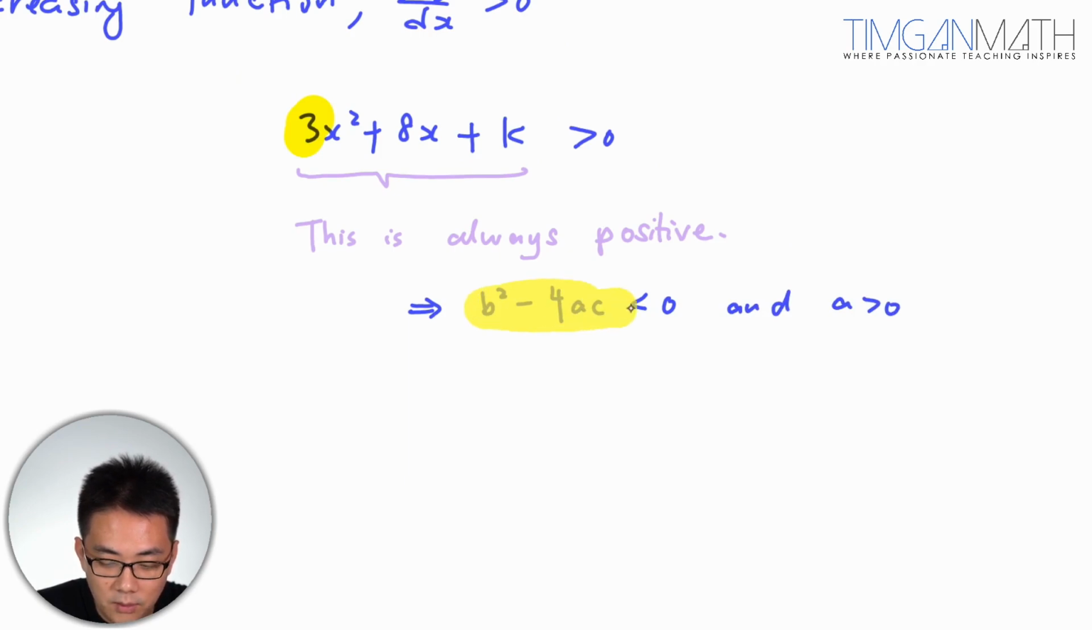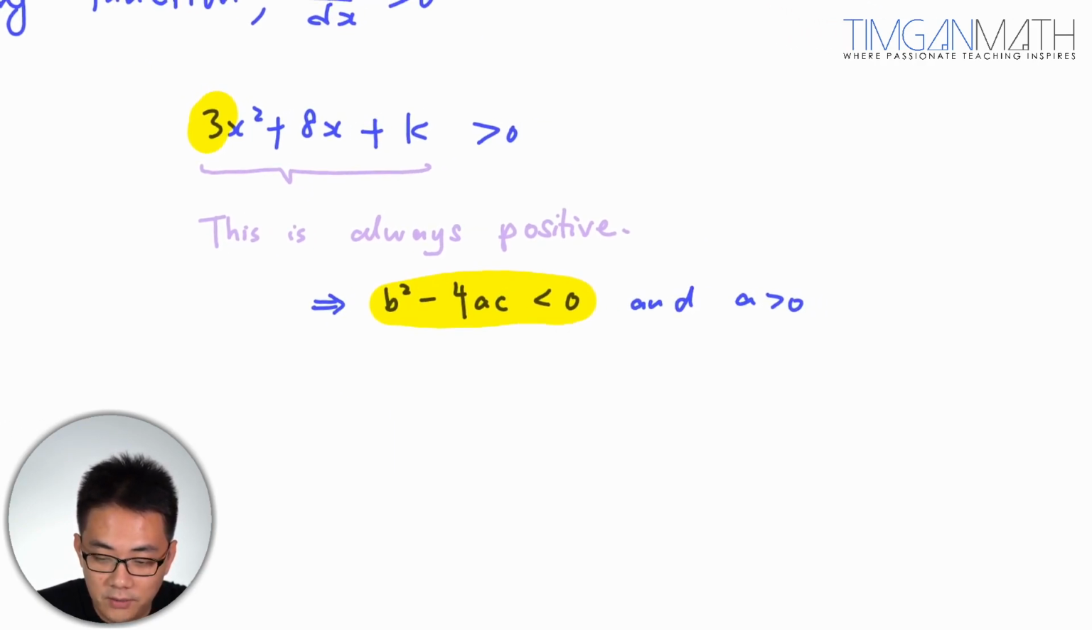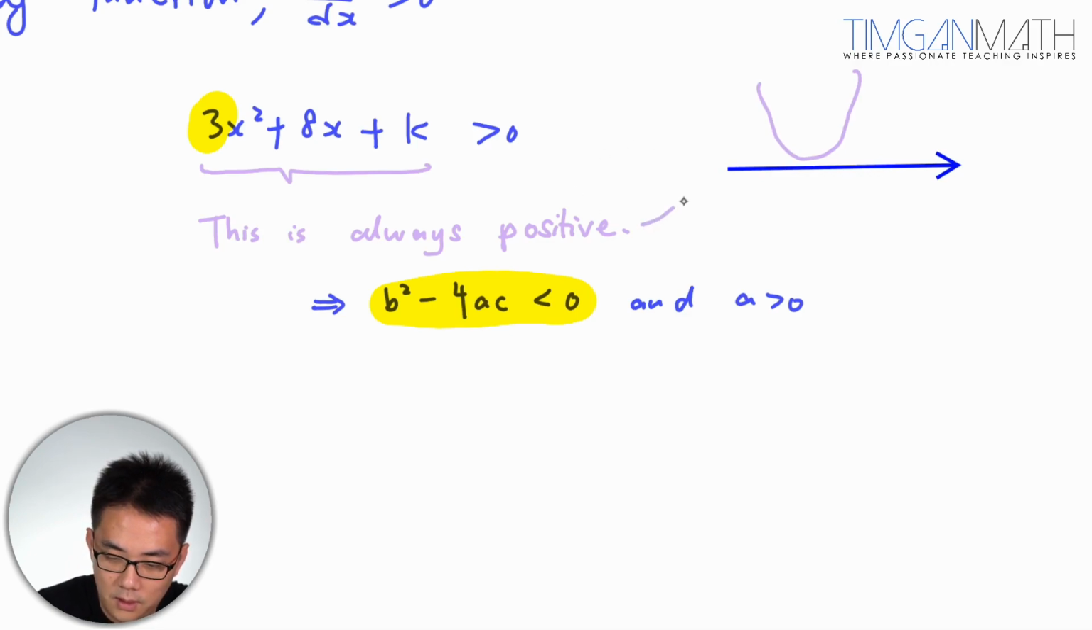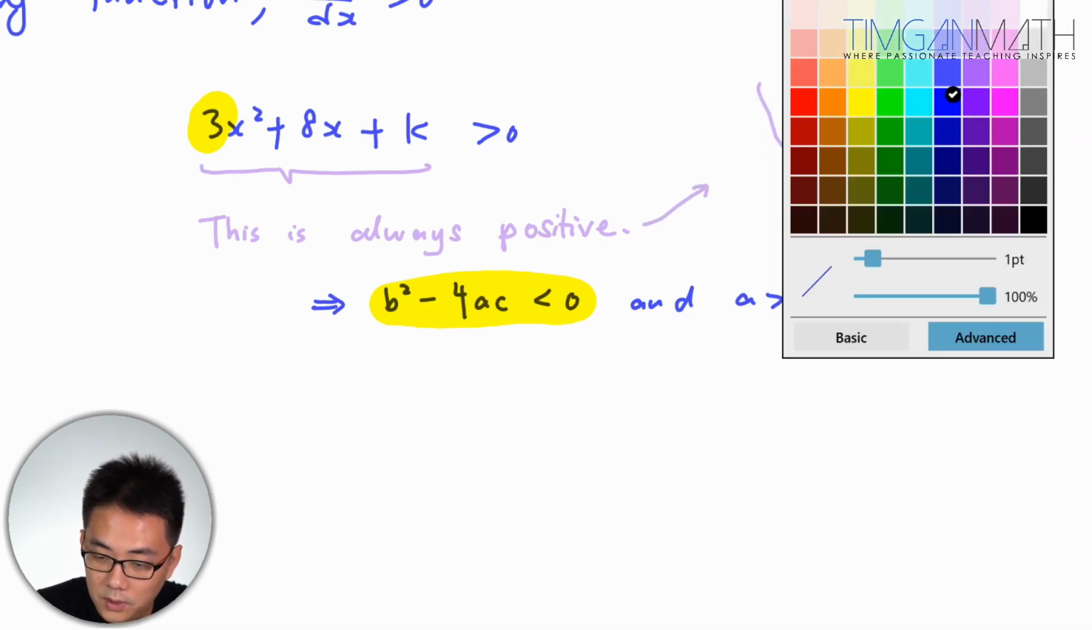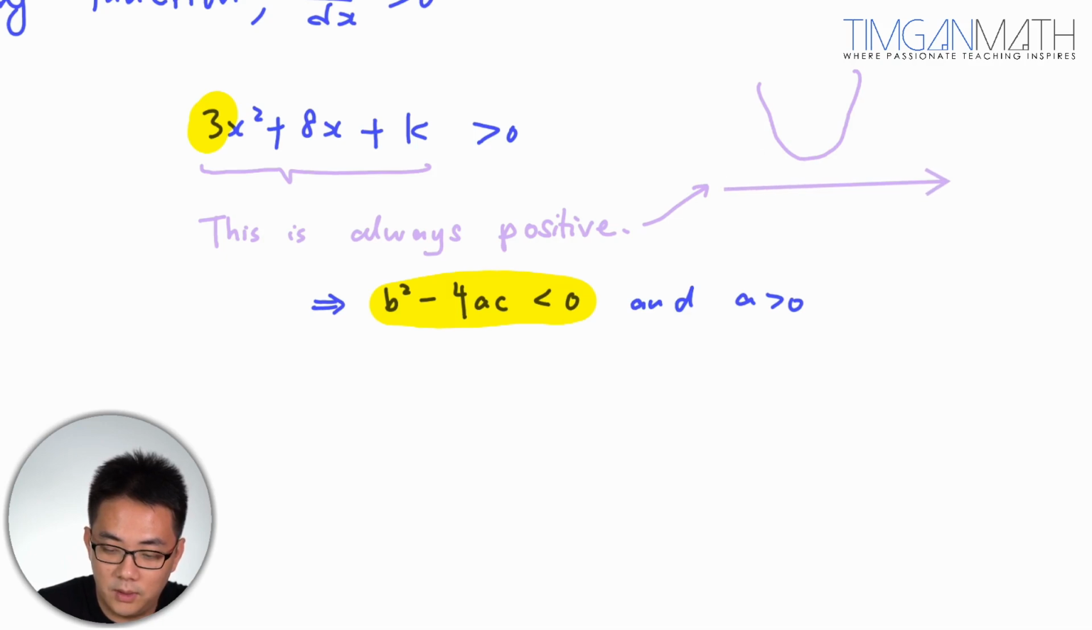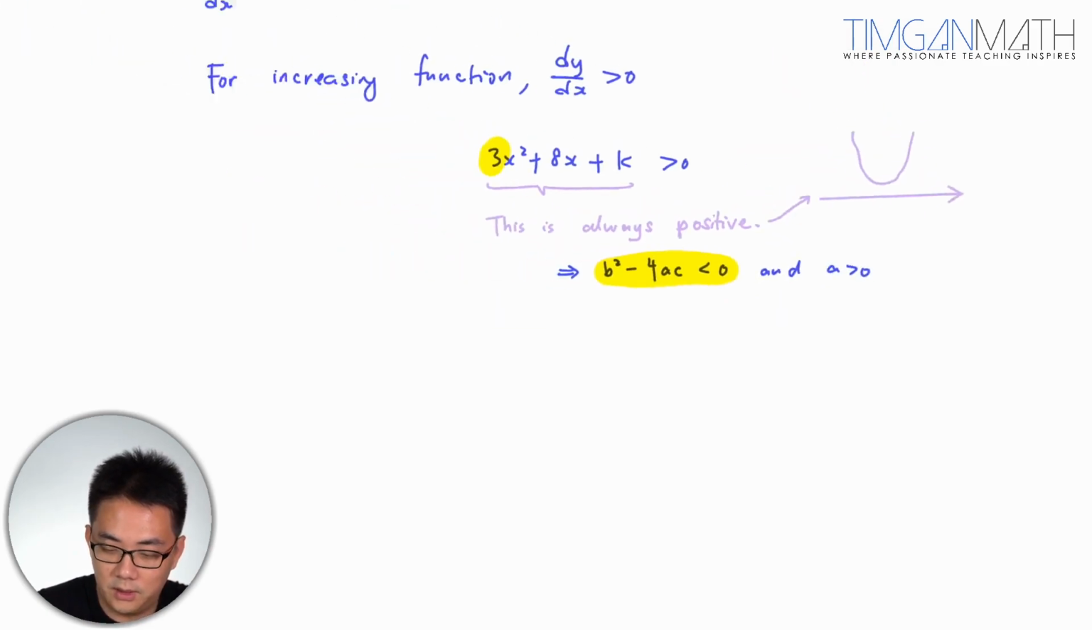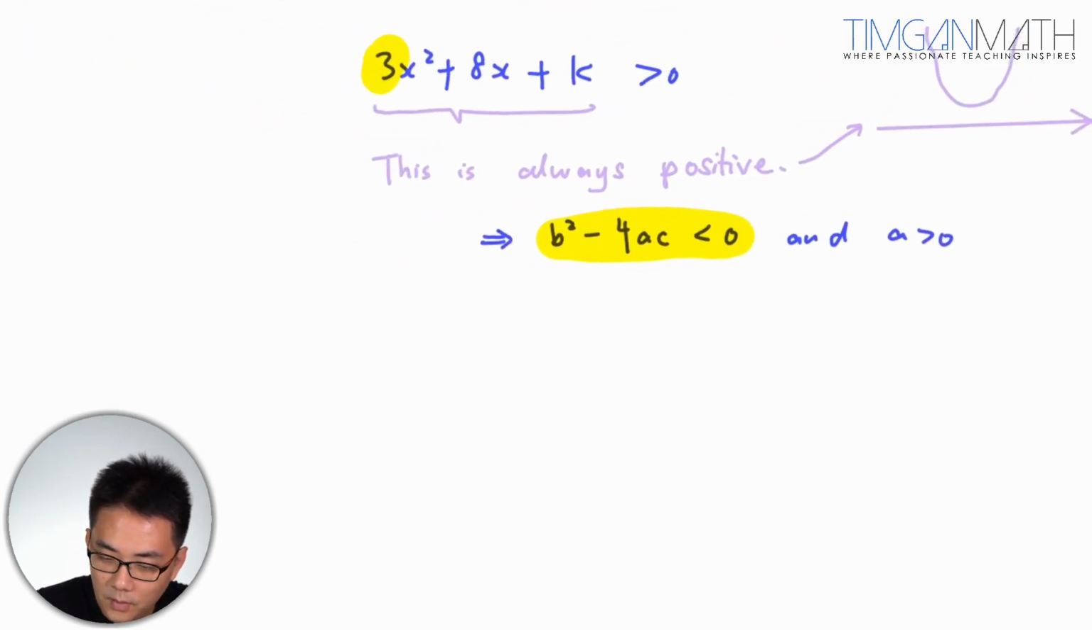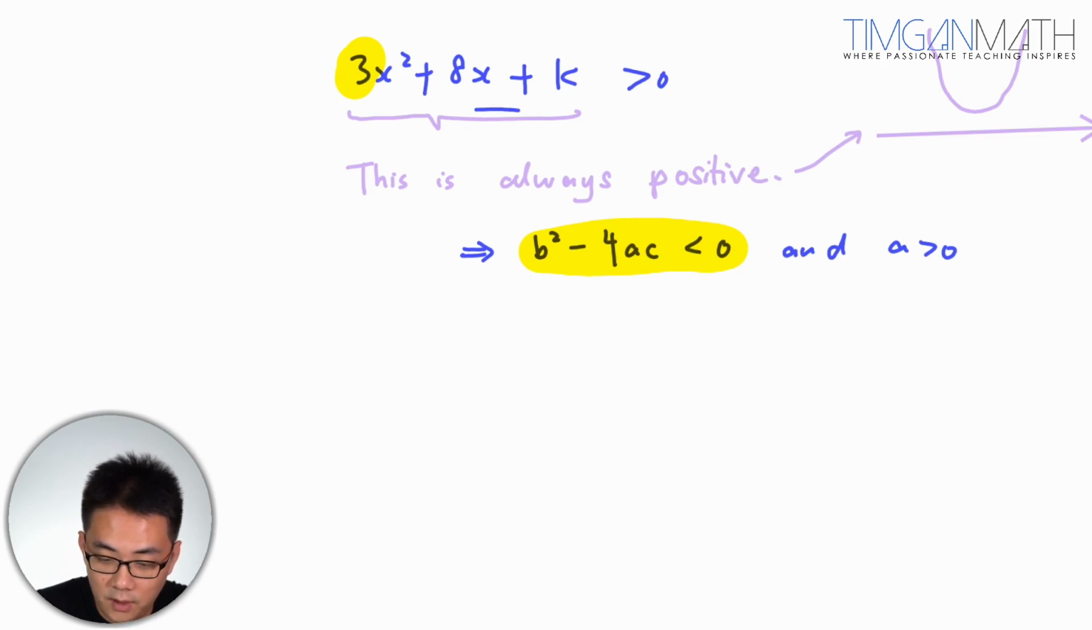You need the discriminant to be less than 0, because always positive just means the graph hovers above the x-axis, like that. This is just for illustration purposes. So when you see this function, just know that you are looking at something that is always positive. In other words, we want this to be always positive, so 8 squared minus 4ac, which is k, is less than 0.